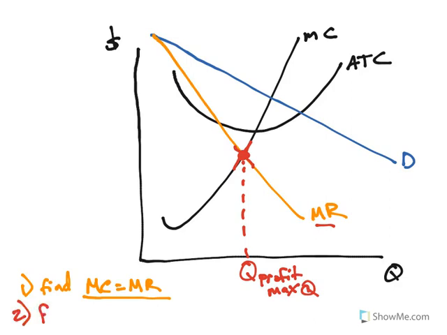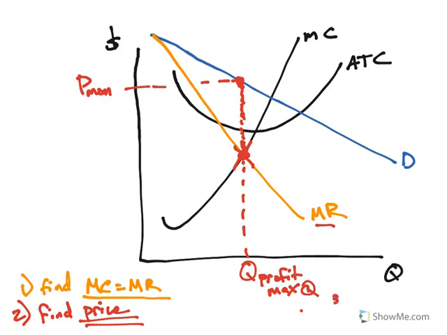Second step, find the price that they will charge. So I go up, keep going up from that intersection point up to the demand curve, and this gives me my monopolist's price.